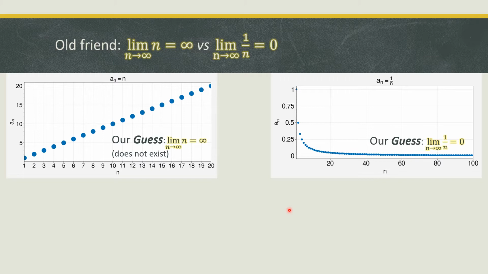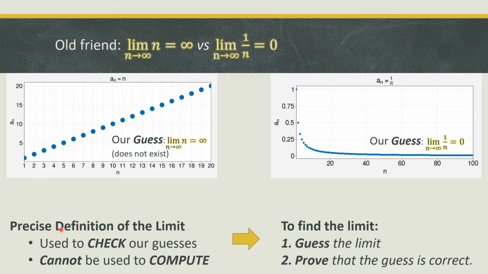And so, mathematicians have crafted a tool to test our guesses. And the tool is the precise definition of the limit. But let me emphasize that the definition of a limit cannot be used to compute the limit. It can only be used to prove that our guess is right. And so to find the limit, we first need to have a guess. And then we prove that guess. Sometimes we can use the definition to help us make a guess. And then, when we have that guess, we again use the definition to verify that our guess is correct.